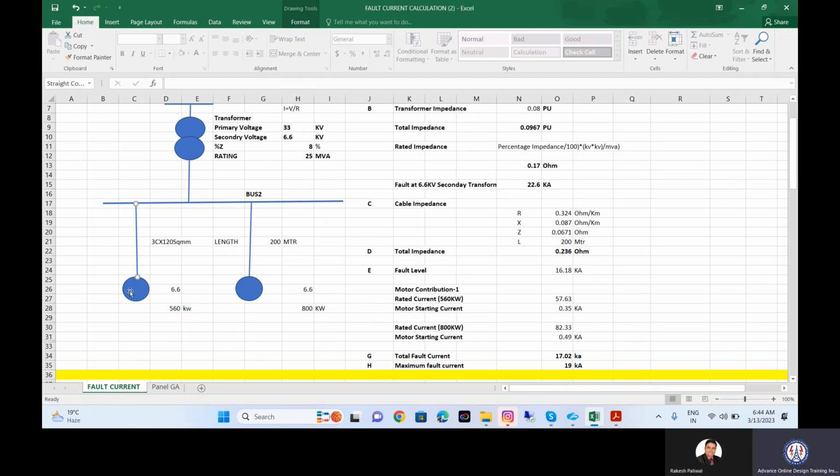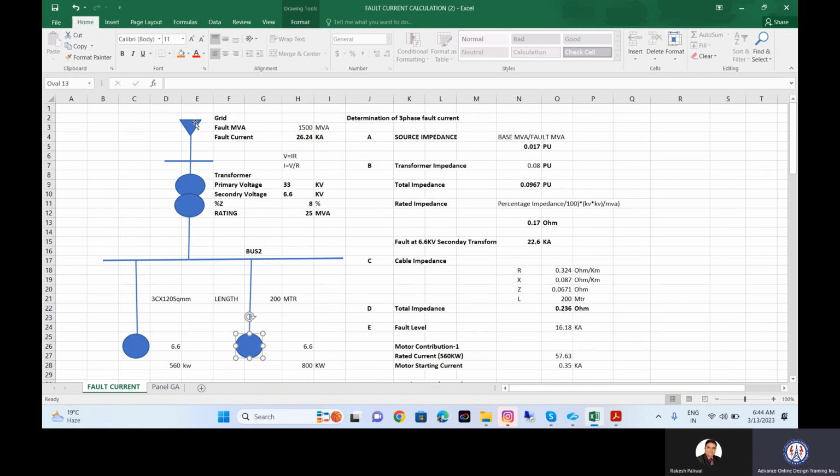Even if it is at the motor terminal, it means it is at zero potential, so the motor will backfeed that current. If the fault is occurring at the 560 kilowatt motor terminal, will the 800 kilowatt motor contribute in the fault current or not, sir? Everything will contribute. Every motor will contribute, because at the fault location the potential is zero, and all these motors are working at the higher potential. So all of them will contribute.